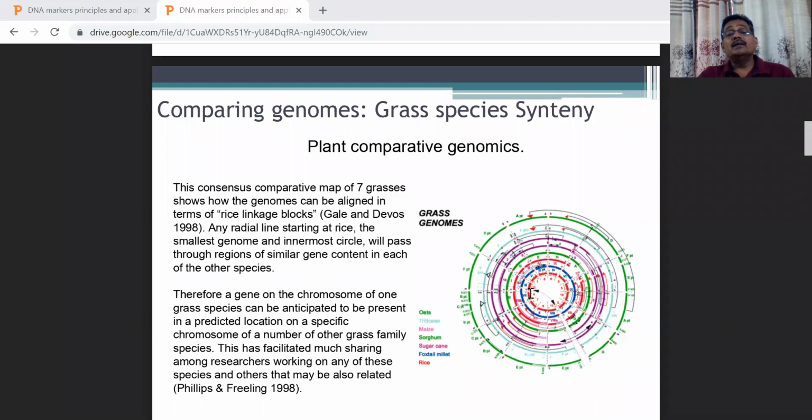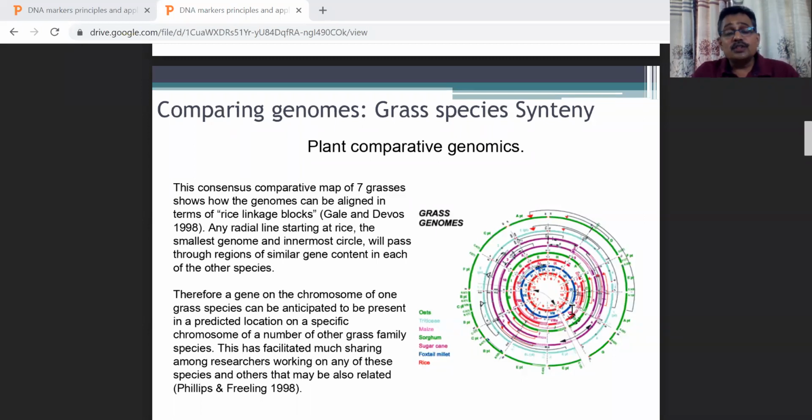Then, followed by the next circle, we have foxtail millet. The red color is rice, then foxtail millet. Then we have sorghum, maize, sugarcane, and oats and triticale. Every circle represents a different species. For example, rice chromosome 1 and barley chromosome 3 have this synteny. Similarly, every chromosome has commonality between cereals.